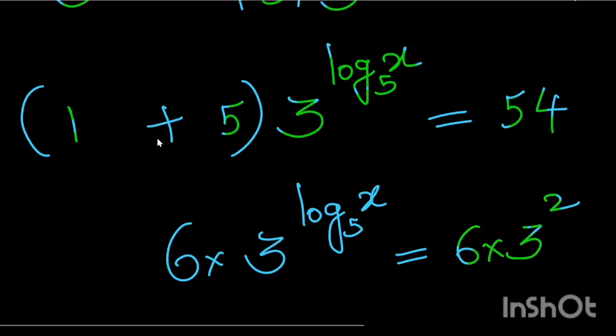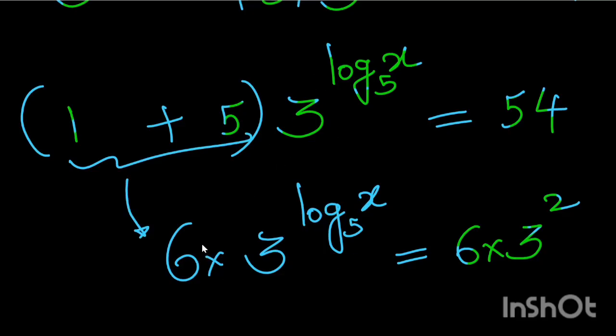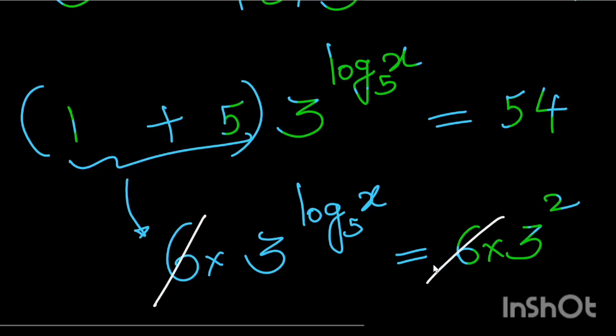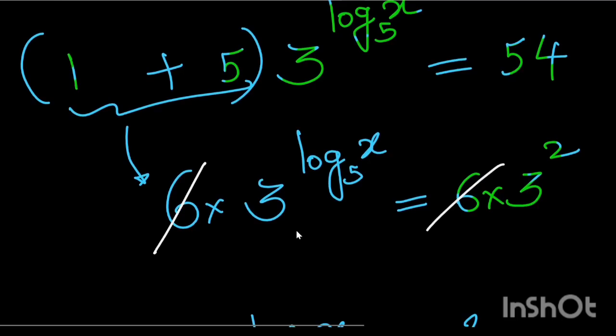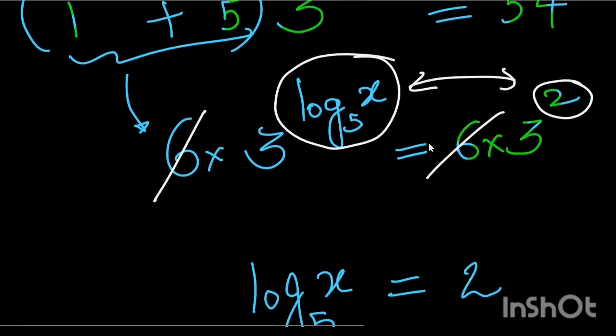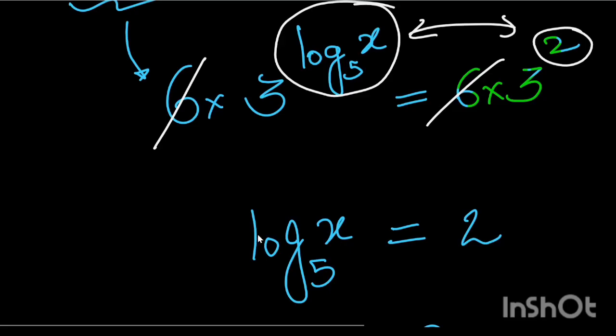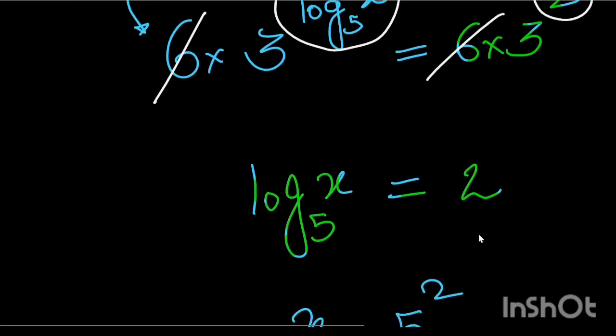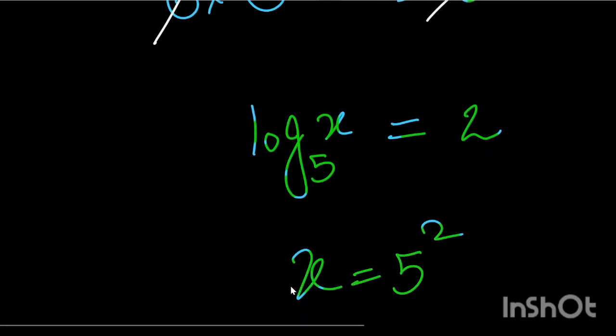5 plus 1 will be 6, and 6 cancels out on both sides, so we are left with 3 to the power log x base 5 equals 3 to the power 2. These two should be equal because the base 3 is the same. So in the next step, equating the powers, log x base 5 equals 2. So x, removing the log and using the exponential form, you will get x as 5 square, which is 25, guys.